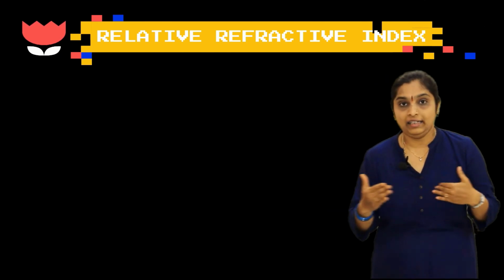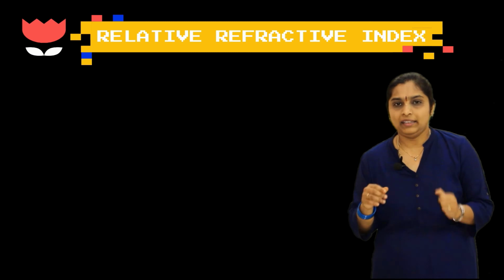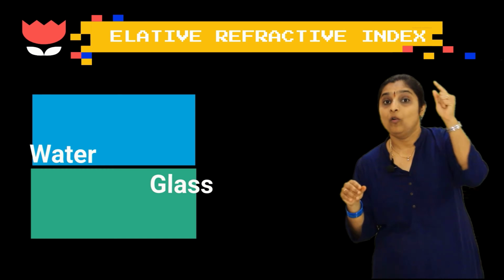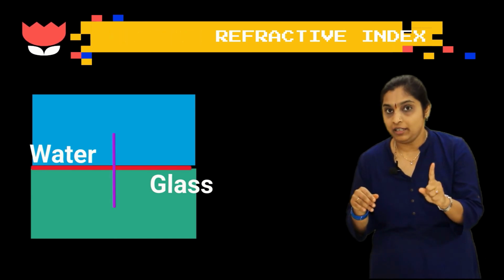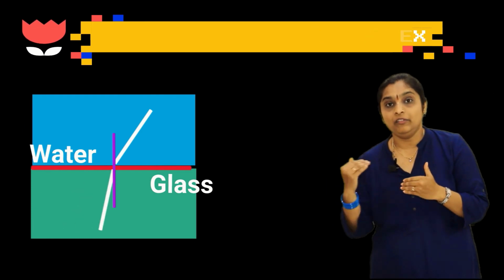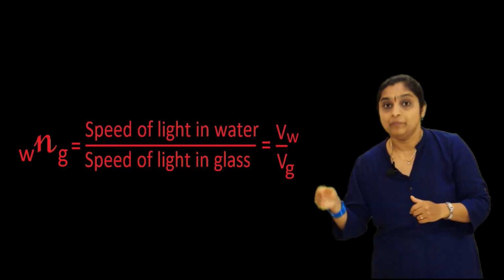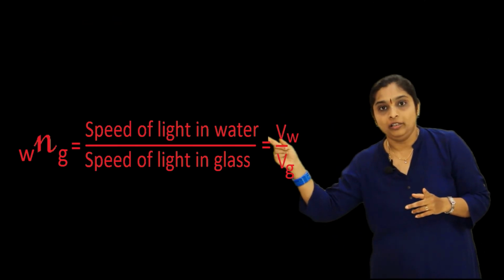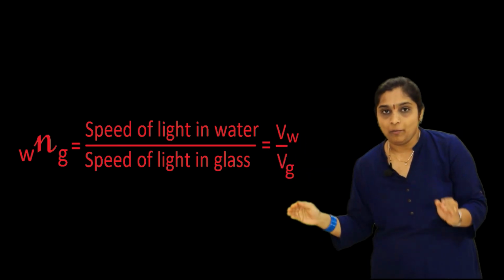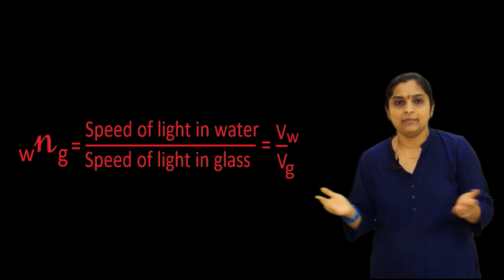So let us again take the example of the same glass, but let us say now the ray of light is traveling from water to glass. So the first medium is water and the second medium is glass. And now the relative refractive index of glass with respect to water will be speed of light in water divided by speed of light in glass. So this is the formula to find relative refractive index, but normally we use absolute refractive index for all practical purposes.